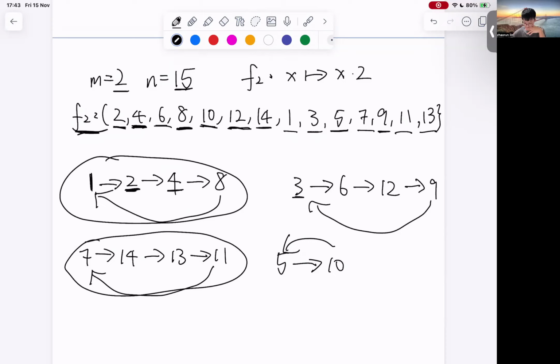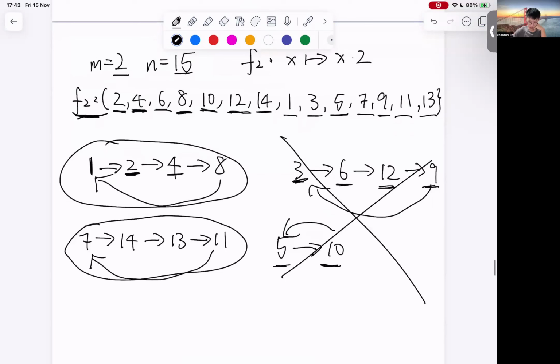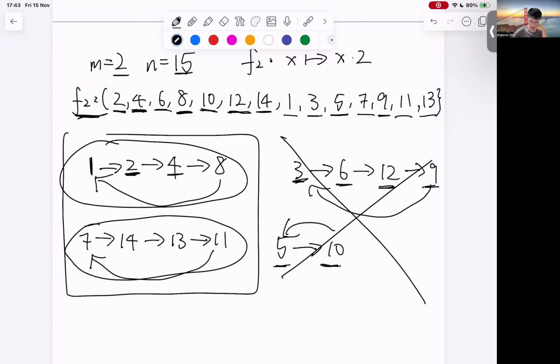And 3 is not coprime to 15. And 6 is not, 12 is not, 9 is not. Also 5 is not, 10 is not. So these are not coprime to 15. And we consider this set since it's either coprime to 15 or not coprime to 15. And for this set, we would have all of the numbers that are coprime to 15.